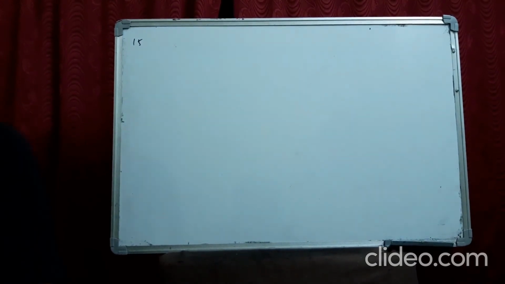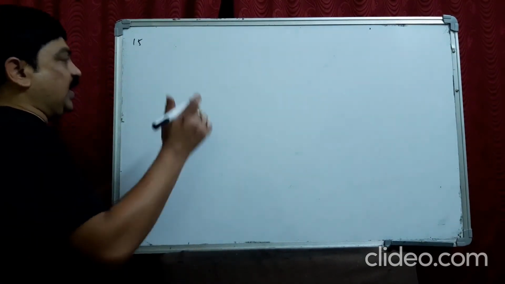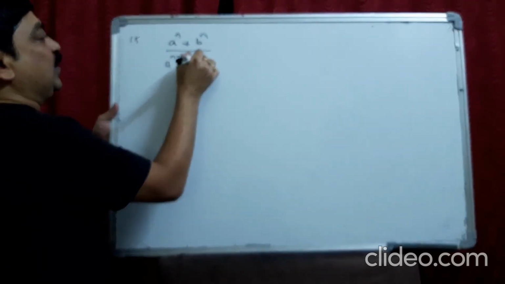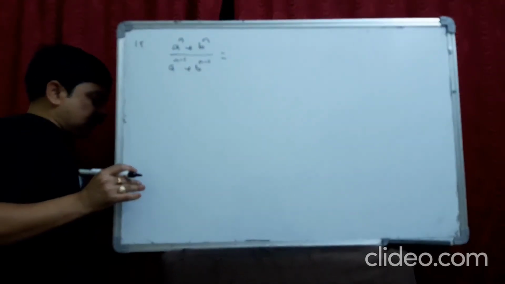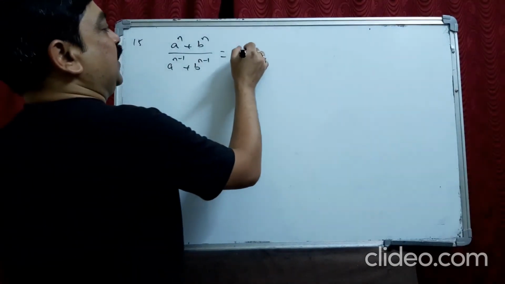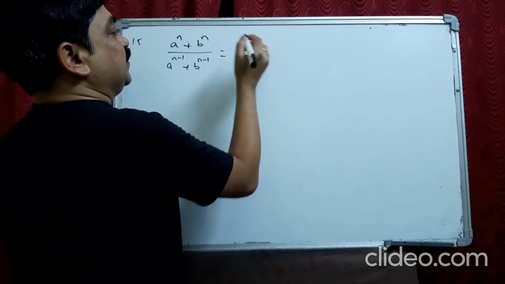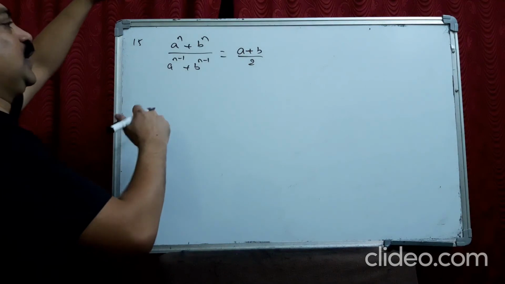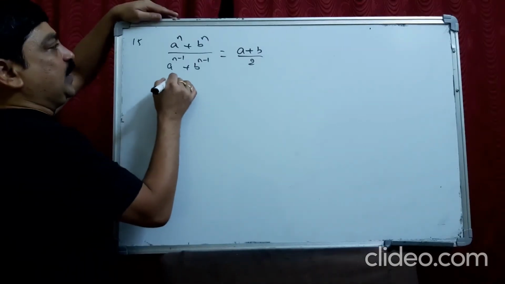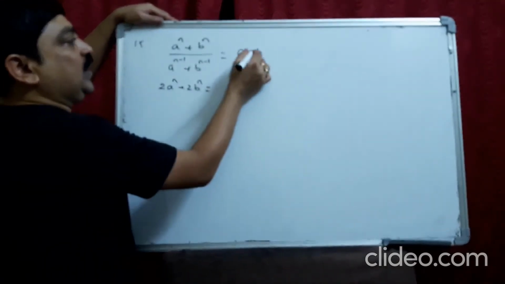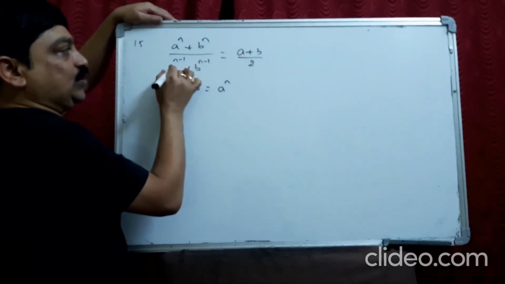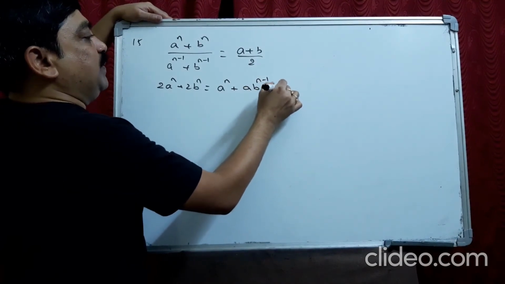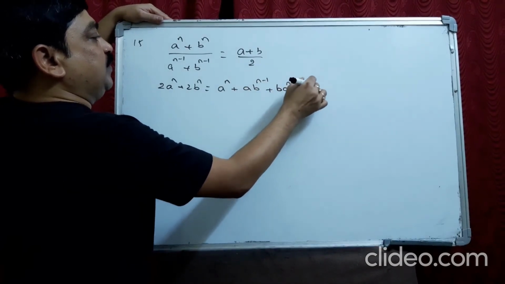See the 15th question. What did they say? a power n plus b power n by a power n minus 1 plus b power n minus 1 is the AM between a and b. AM is nothing but a plus b by 2. And we are asked to find the value of n. Let us simplify, just cross multiply. So it becomes 2 into a power n plus 2 into b power n. When you multiply this, it becomes a into a power n minus 1 times a, so a into b power n minus 1, next b into a power n minus 1, plus b power n.